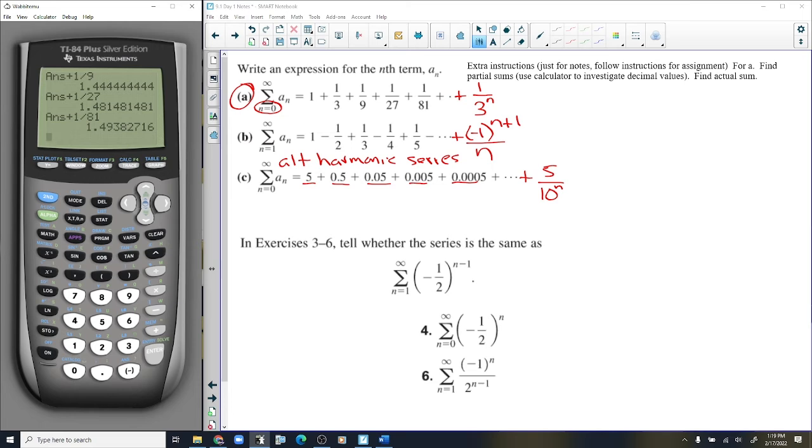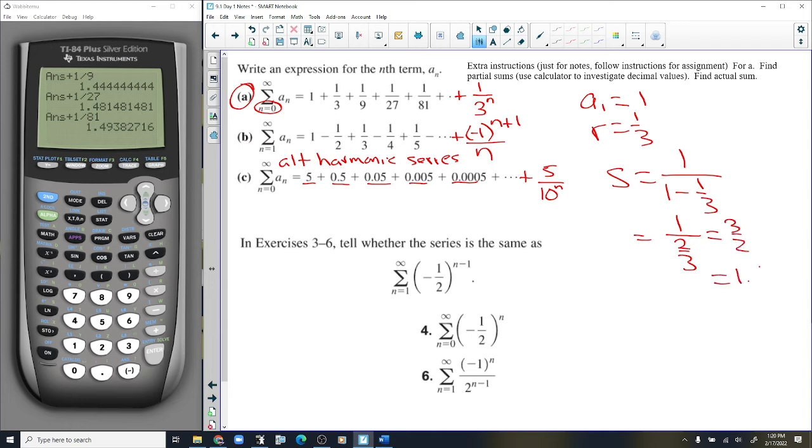Now, we only did a few terms, and it already seems like it's approaching 1.5, and that's exactly what it's approaching. This happens to be geometric, where a sub 1 is 1, and r is 1/3. So the sum is 1 over 1 minus 1/3, which is 1 over 2/3, which is the reciprocal of 2/3, which is 3/2, and it is 1.5.